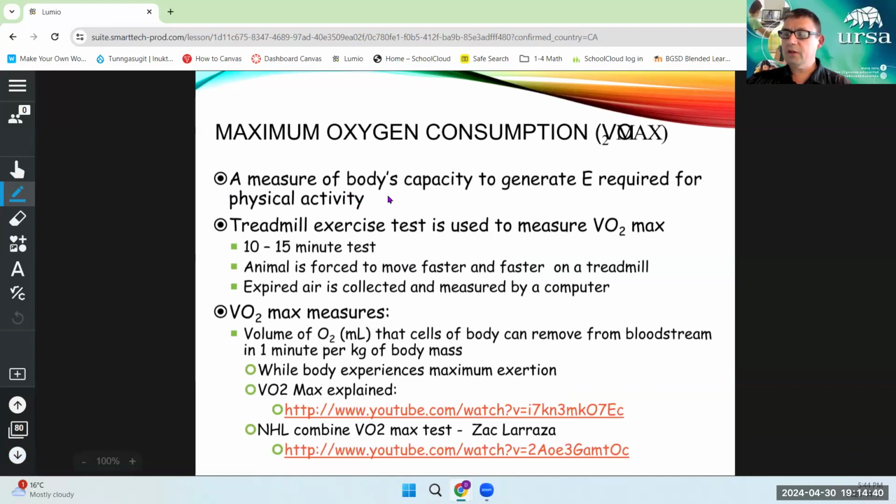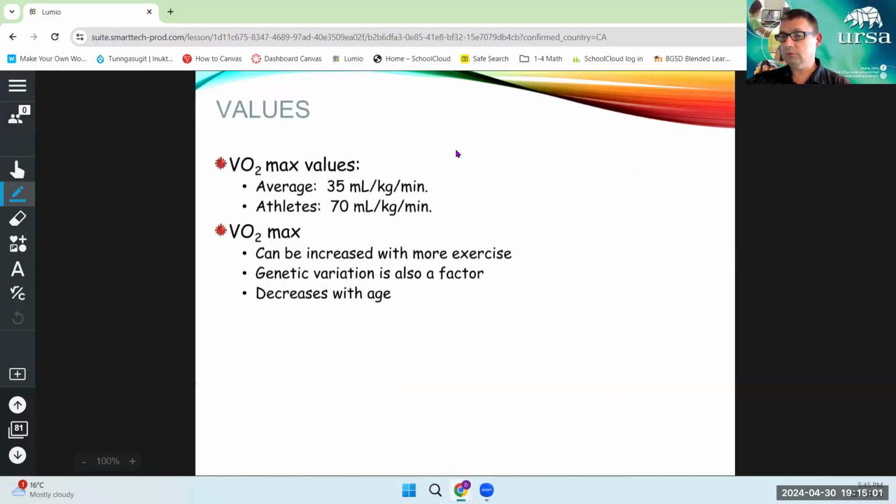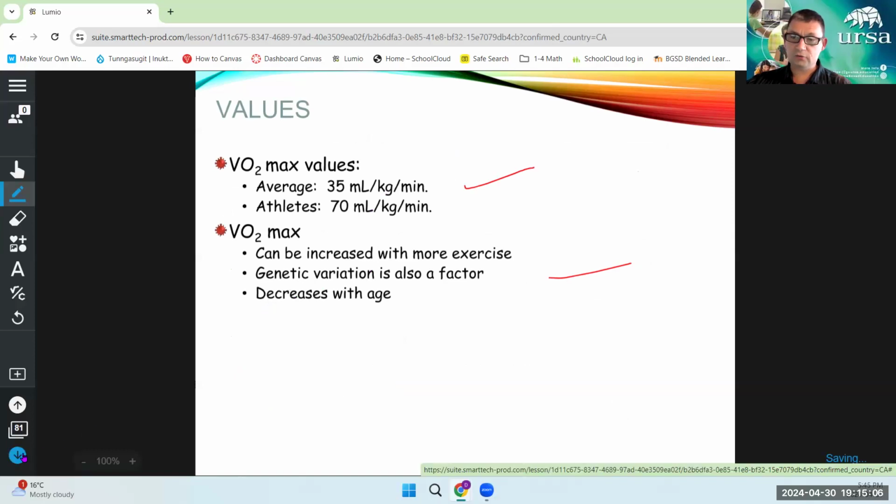A person might undergo VO2 testing. I'd suggest that you look at the videos that you see listed here, VO2 max. At NHL combines, they actually use it as a measure of what the person's aerobic fitness is. How much oxygen can be removed? How quick are they respiring? How quick are they utilizing energy sources? Now, typically we get VO2 max values. They can get an idea. As we age, these things drop off.